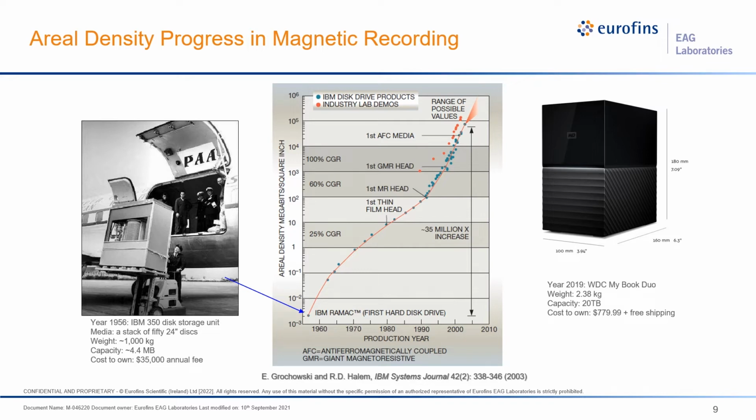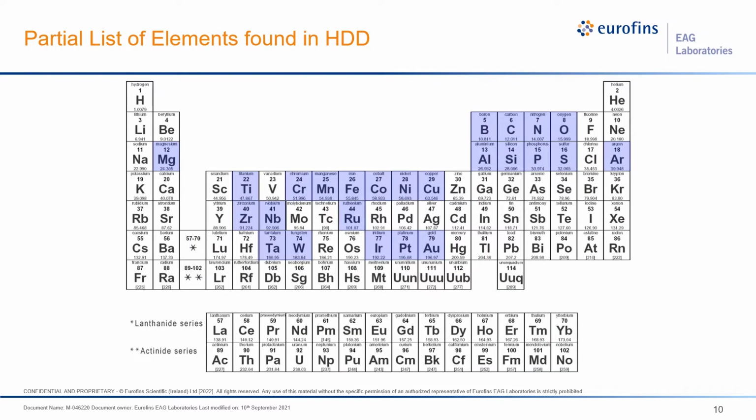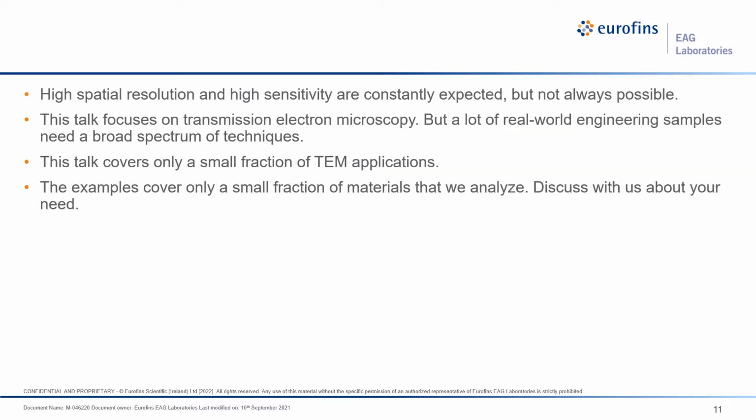So this is a huge, very aggressive shrinkage of storage size. So for example, if you open up a hard disk drive, you will see a lot of elements involved. So basically, for the technology development, people always ask for high spatial resolution and high sensitivity, and we got all kinds of requests like that all the time.